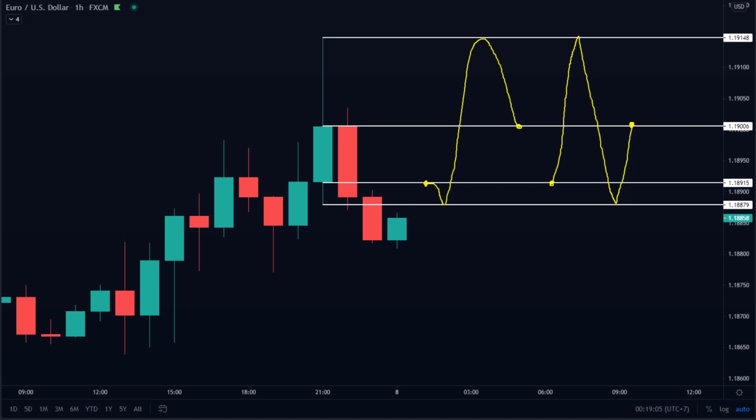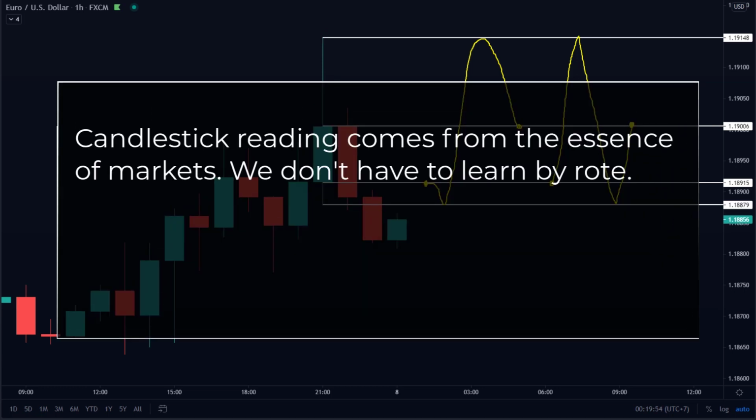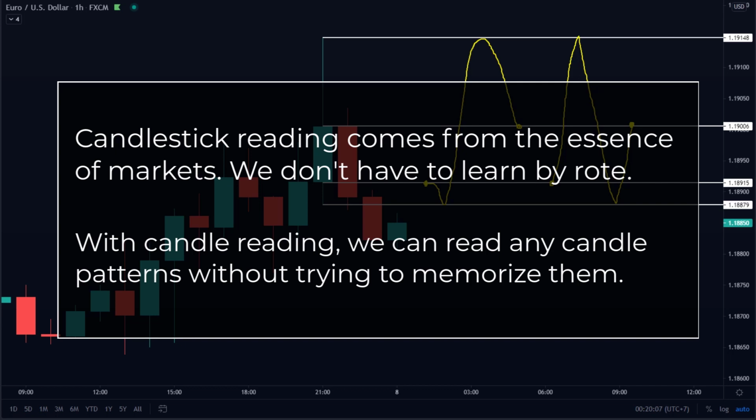In any of those cases, we know that during the period of this 1 hour candlestick, the buyer pushed the price up, but then it was pushed back by the seller by more than half of the previous buying power. This is candle reading. It comes from the essence of the problem. We don't have to try to memorize it. By candle reading, we can read the strength and weakness of any candlestick pattern.